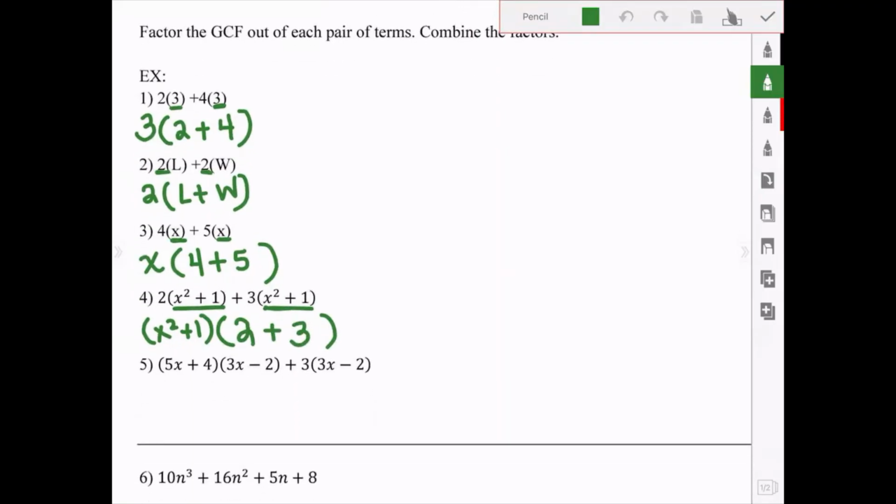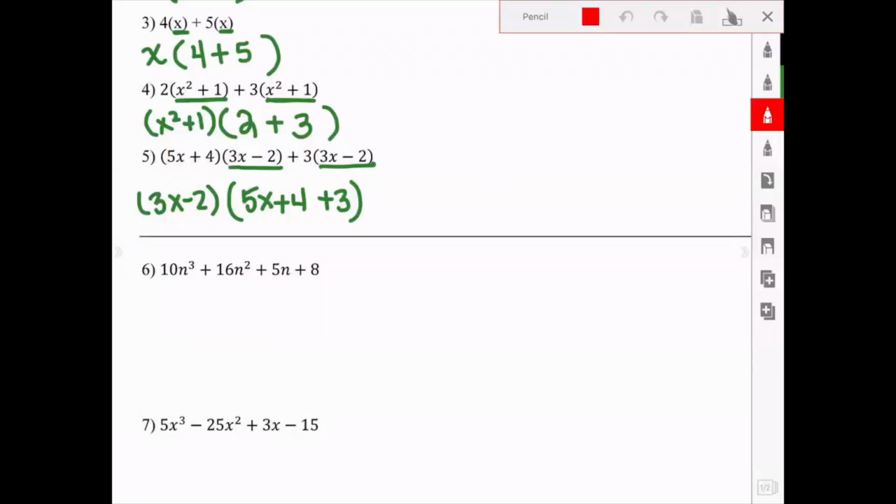So number 5, a little bit longer, we see what they have in common. They both have 3x minus 2. So we bring that out front. And we put what they have left, which is a 5x plus 4 and a plus 3. But these are the steps we're going to use when we're solving by grouping. So our first step, we're going to group our polynomial. We should have 4 terms. We're going to group the first 2 and group the second 2. And then we're going to find a GCF for each group.